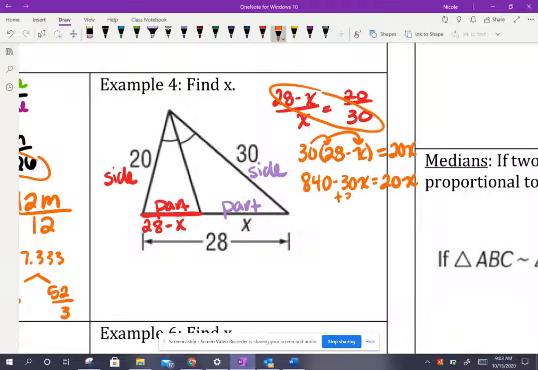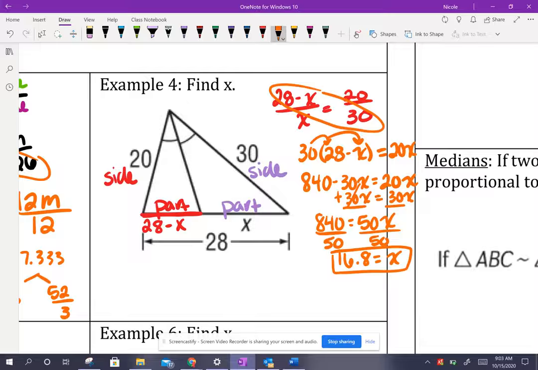And then we're going to add that 30X to the other side. And we get 840 equals 50X. And 840 divided by 50, and I get 16.8 equals X.